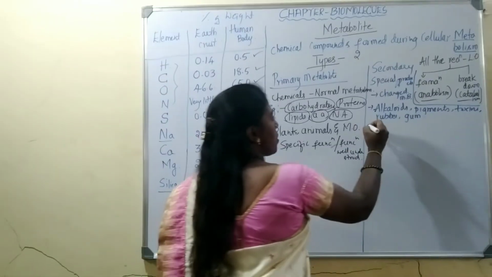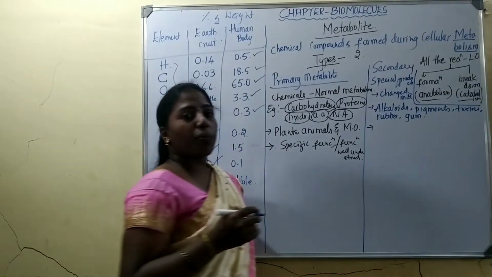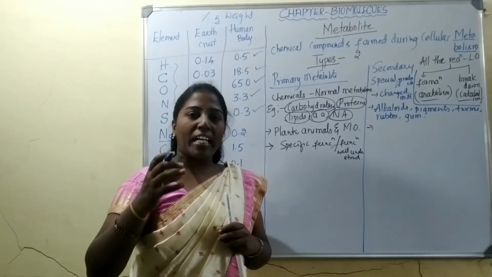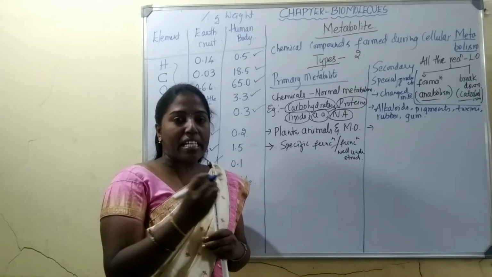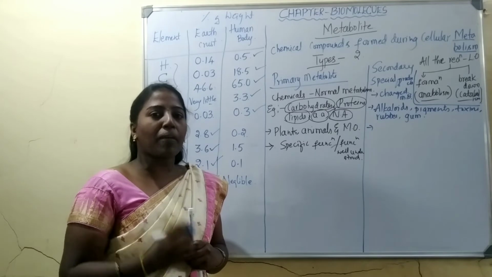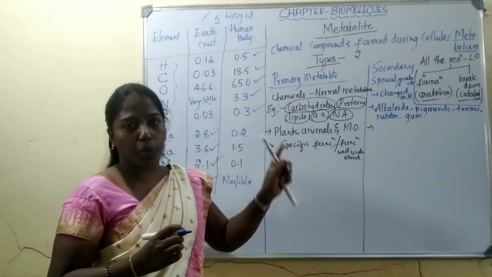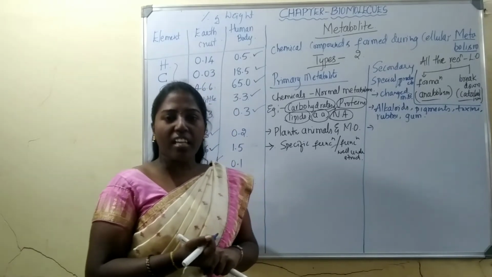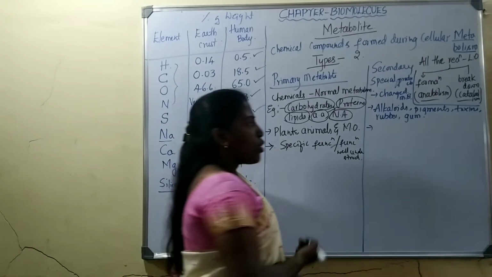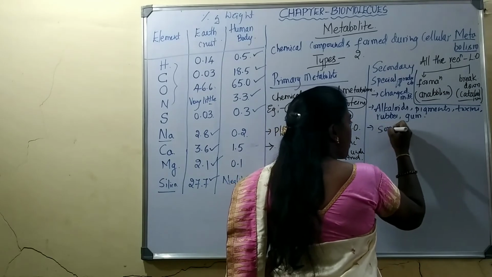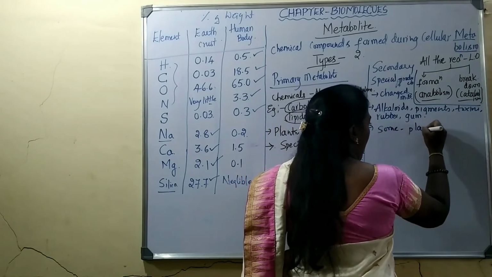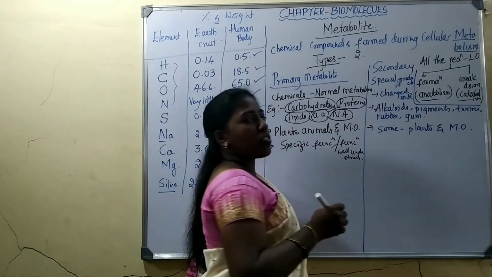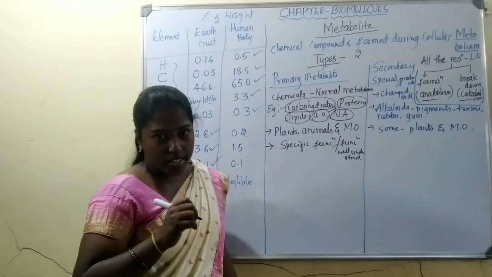Okay. The next is, where are these secondary metabolites produced? These secondary metabolites are produced only in some families of plants. Only certain plants produce these secondary metabolites. And we can even see microorganisms producing secondary metabolites. So they are produced by some of the plants, and microorganisms are capable of producing the secondary metabolites.